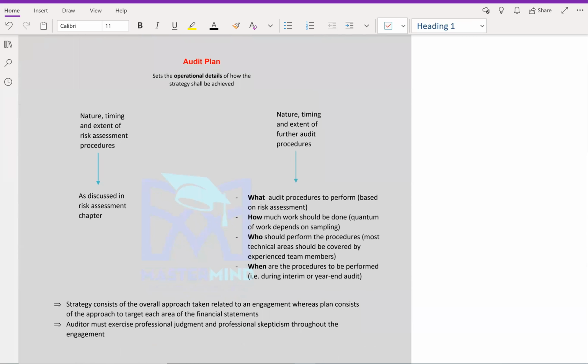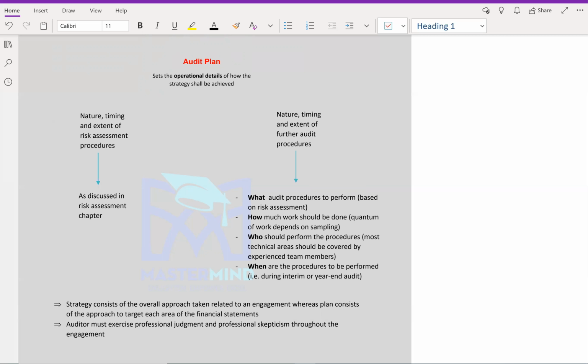What does the audit plan do? So strategy is the bigger part. What does an audit plan do? Planning of an audit involves two things: making an audit strategy and making an audit plan. So don't confuse these two things. Planning involves these two things. These are two separate documents. The audit plan sets the operational details of how the strategy shall be achieved.